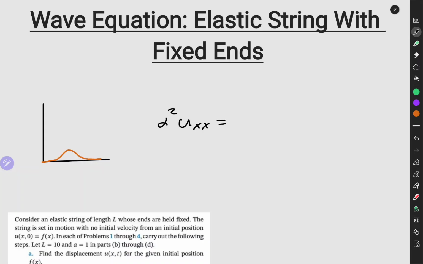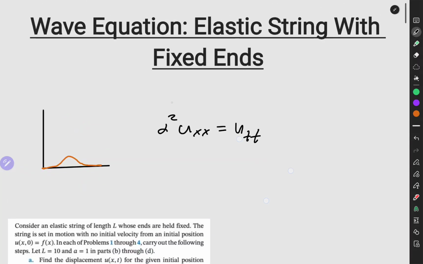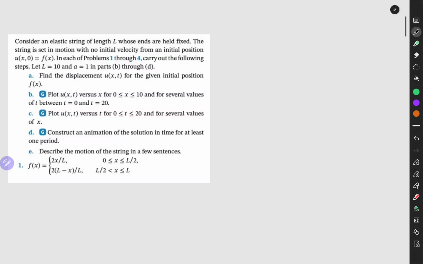And the only difference with the wave equation is that instead of u of t, it's a second partial derivative with respect to time. So, here's the wave equation. As you can see, it's pretty similar to the heat equation. So, to solve this problem, we do the exact same thing that we've been doing. So let's go ahead and read it.